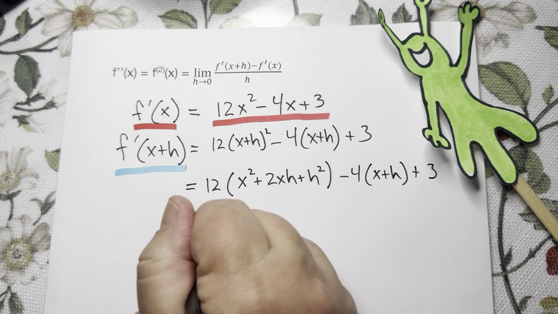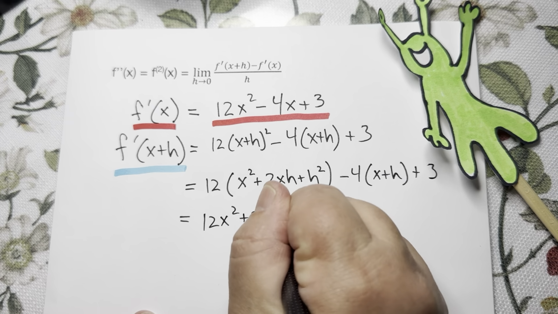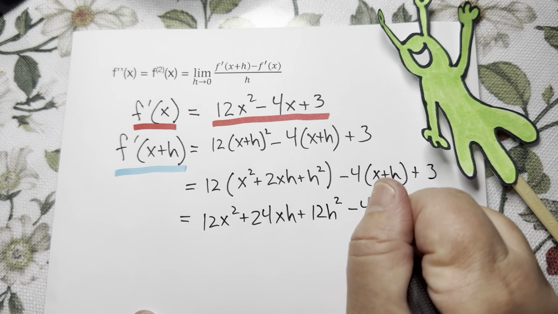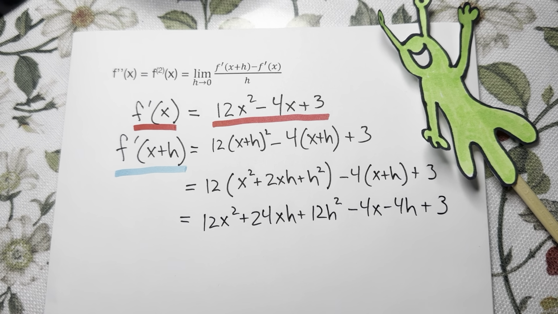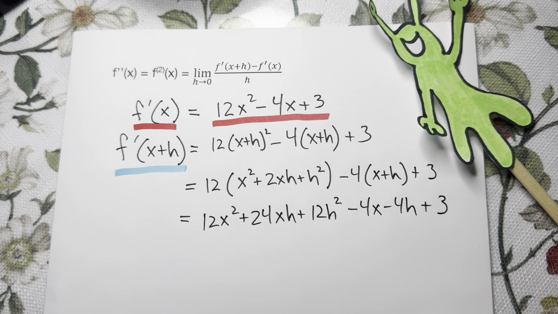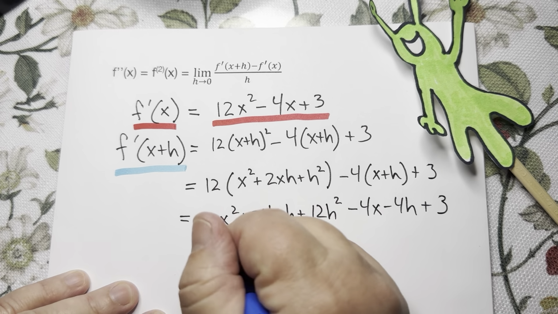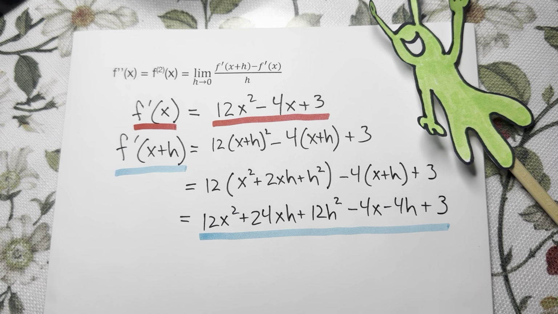So then I'm going to use the distributive property: 12x squared plus 24xh plus 12h squared minus 4x minus 4h plus 3. Take a look at that. Now, usually when we multiply this all out, nothing's going to cancel. So that's just going to be our big ol' f prime at x plus h.